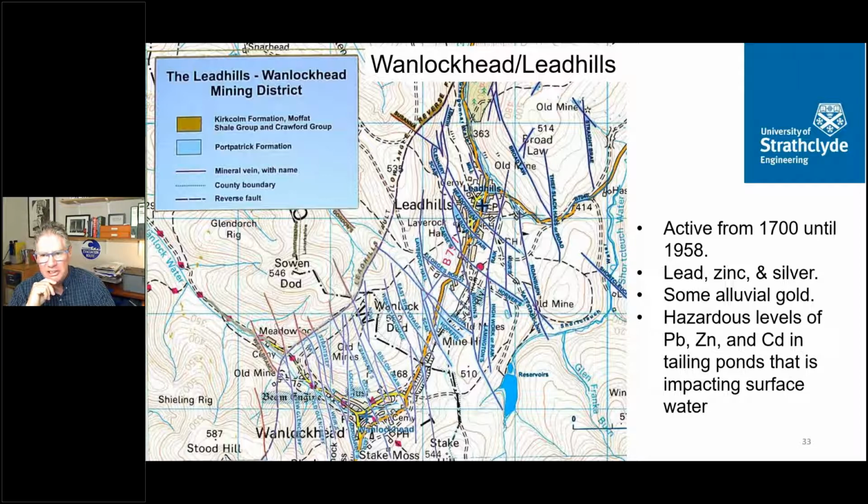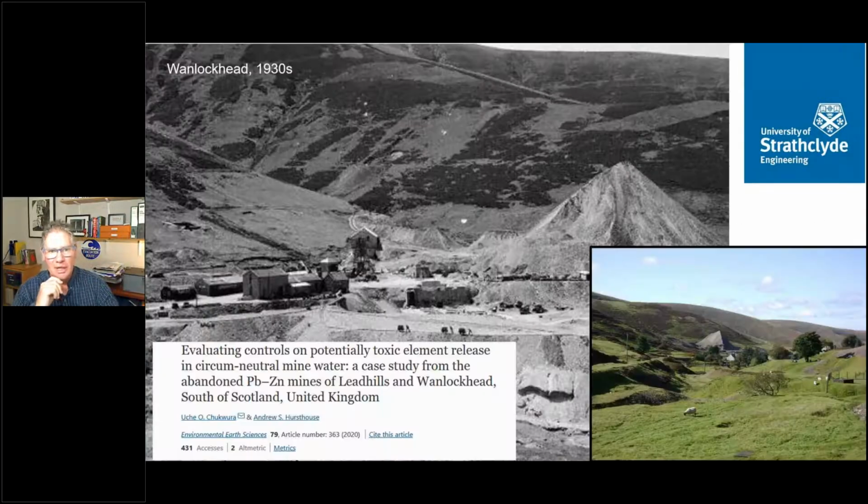But one of the consequences is all the tailings that are left around Wanlockhead. You can see them there. This is an old photo with a fairly recent photo, showing some of the large tailing piles, and the materials in that waste are obviously very high in concentrations of lead and zinc, but also elements such as cadmium, which has affected some of the tailings ponds and watersheds in the area.